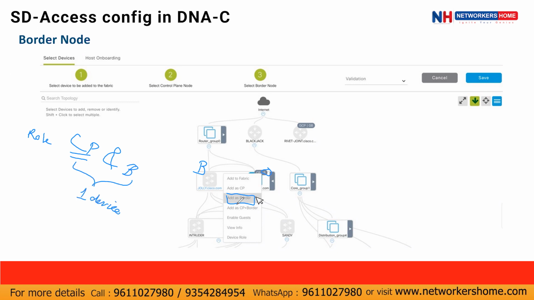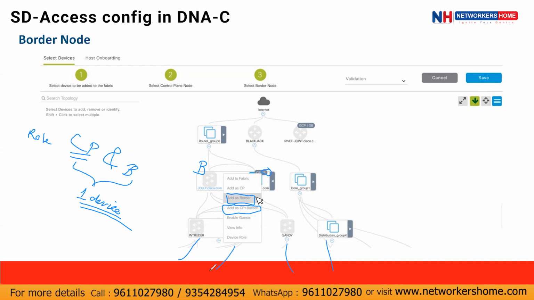Do you see this option? Add as control plane plus border. Yes, it is possible. The same device acts as the border node for going in and out of the network, within the organization as well as the outside world, and also acts as the host tracking database, which is the control plane node, which keeps information of all the endpoints connected.